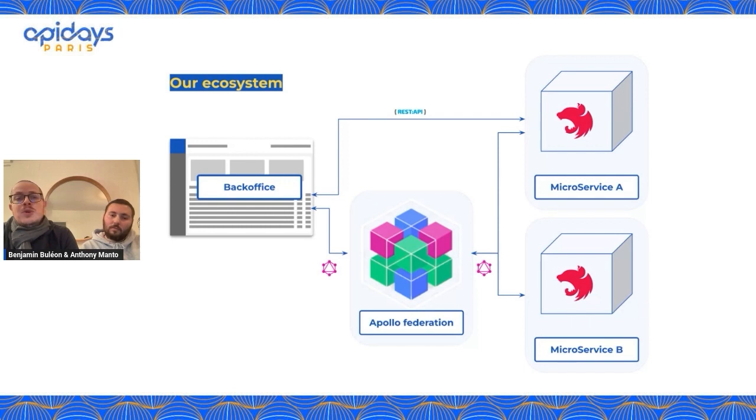For those of you who don't know what Apollo Federation is, it allows each service to define its own GraphQL schema. And it federates all of the schemas to generate a single endpoint for the back office. So in our case, the back office will be able to call the Apollo Federation gateway to query data without knowing which service the data belongs to. And Apollo Federation will redirect the query to the correct service.